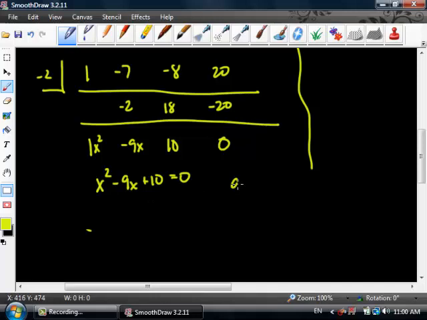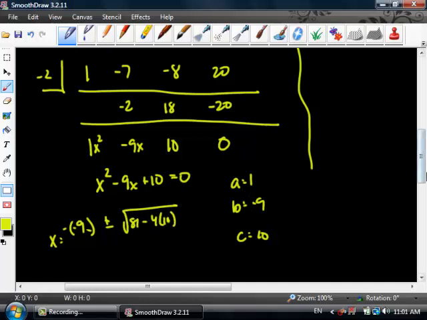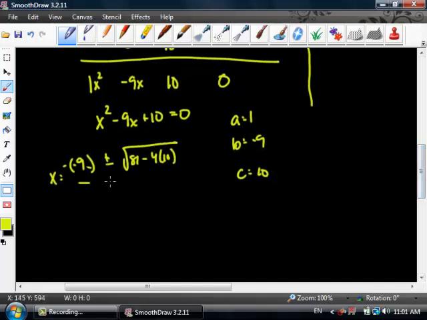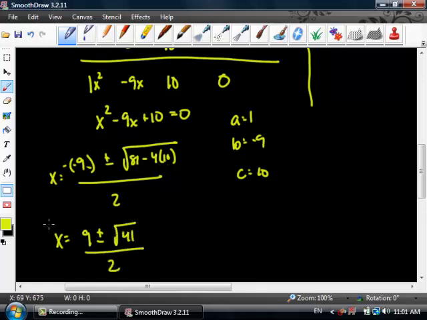quadratic formula. a equals 1, b equals -9, c equals 10. So we've got x equals negative b, so I'm going to kind of power through this one, negative b plus or minus the square root of b squared, so that's 81 minus 4ac, so 4 times 1 times 10, all over 2a. So x equals positive 9 plus or minus the square root of 81 minus 40, which is root 41, over 2.